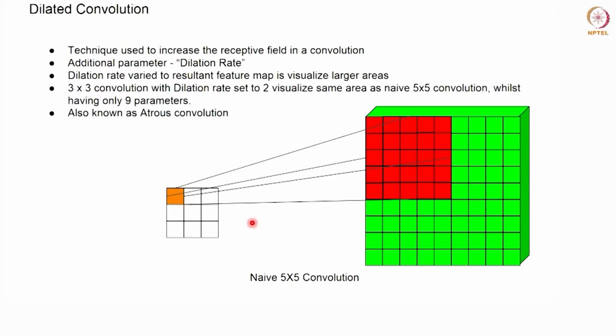Now, the idea is to use a 3 by 3 convolution with a dilation factor that can visualize the same area as a 5 by 5 convolution, while the number of parameters remains small. That is, basically you have 9 parameters instead of the 25 parameters used in a 5 cross 5 convolutional kernel. However, by having a dilation in there, we can get the same receptive field size.